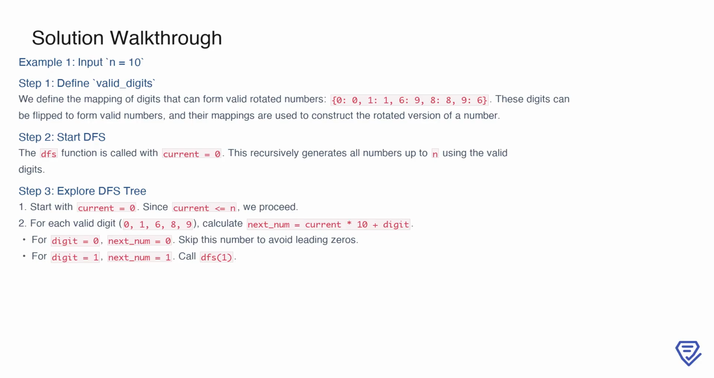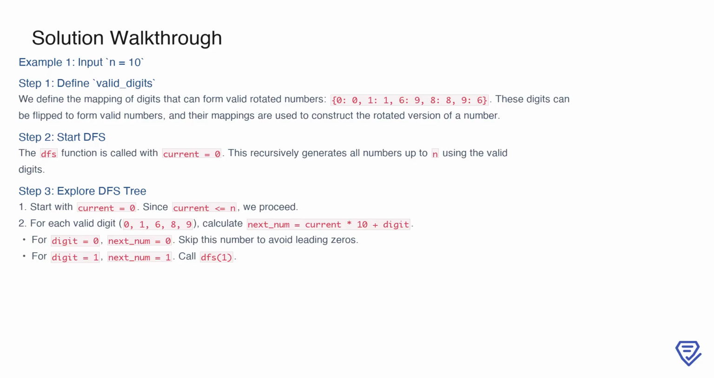Next, we use a depth-first search, or DFS, approach to systematically generate all numbers up to n. The DFS begins with current equals 0, and from there, it explores all possible numbers by appending one valid digit at a time. For instance, when starting with current equals 0, we calculate the next number by multiplying current by 10 and adding a valid digit. For digit equals 0, the resulting number is skipped to avoid leading zeros.